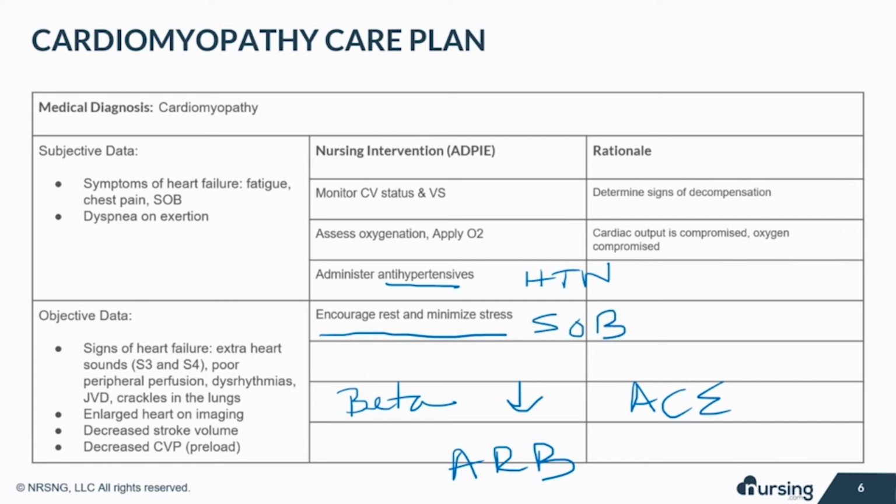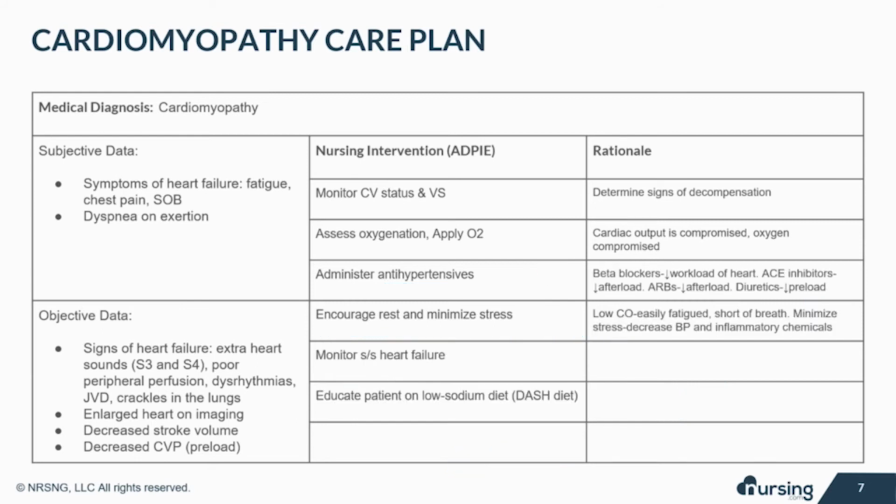For patients with cardiomyopathy, because of the low cardiac output, they are easily fatigued and become short of breath. So encourage frequent rest periods and cluster activities. Minimizing stress is also important to decrease the blood pressure as well as the workload on the heart and decrease inflammatory chemicals like cortisol.